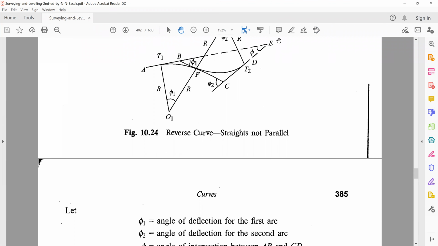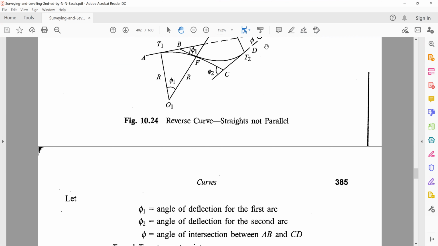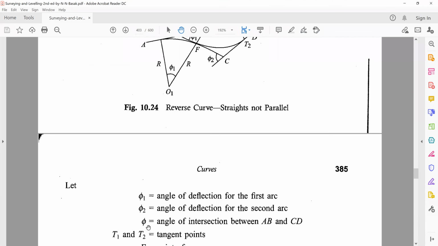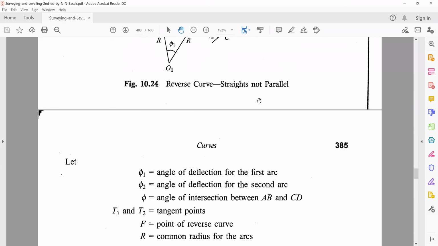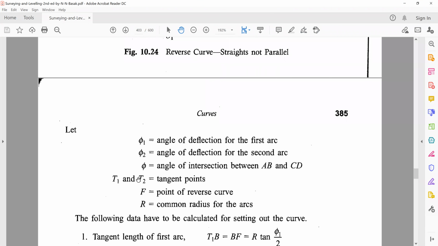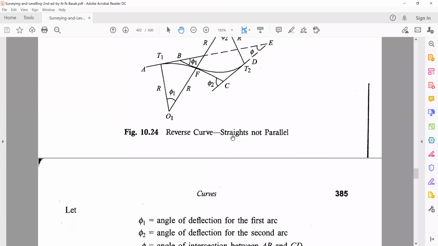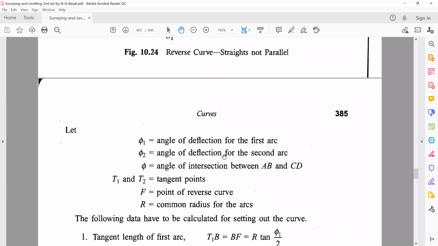So this is not the angle of reflection. Angle of reflection, if you remember in simple circular curve, it's the other angle. So if you add 180 to the angle of intersection, it would become the angle of deflection. Over here, there's a change in notation, so no need to get confused about this because this won't be used in actual calculations. T1, T2 are the tangent points, and F is the point of reverse curve.